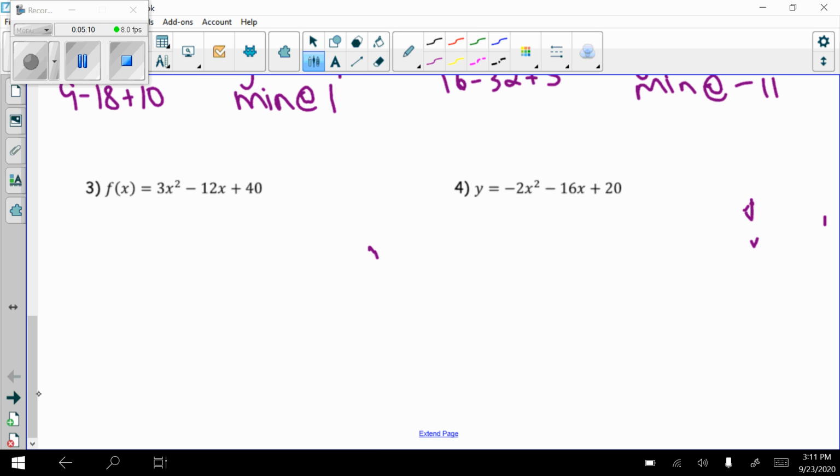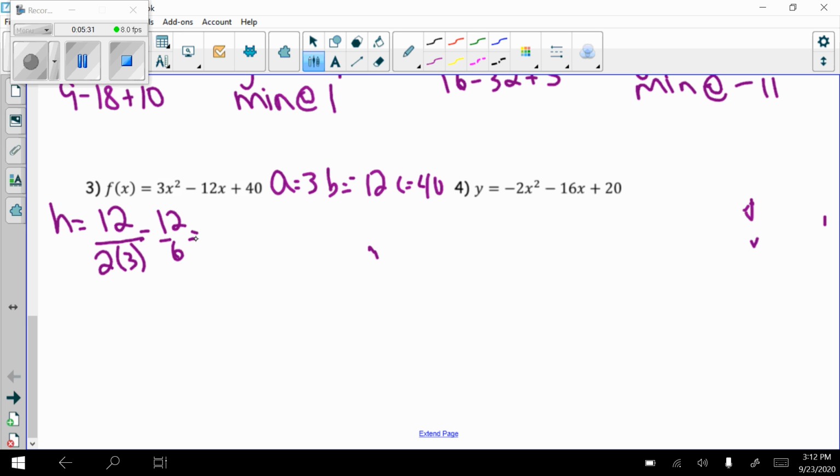All right, let's look at number 3. Again, A is 3, B is negative 12, C is 40. We're doing the same thing, it's just our numbers are getting bigger now. So H equals positive 12, because I changed the sign of it, divided by 2 times 3. So 12 divided by 6 is 2. So my vertex is at 2 something.